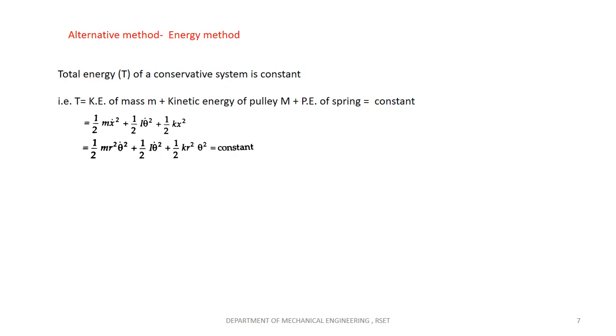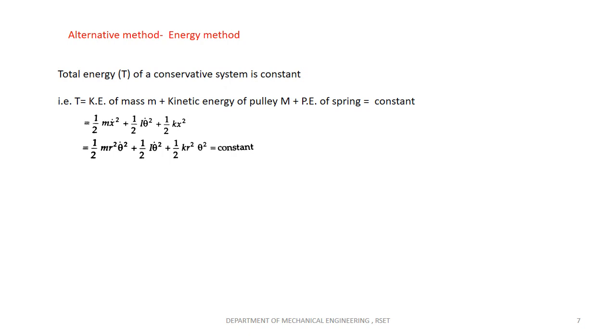Theta dot is omega, the angular velocity of the rotating part. So half I omega square, or half I theta dot square, is the kinetic energy of the pulley. Similarly, the last term, the strain energy or potential energy of the spring, is half k x square, where k is the stiffness of the spring. So the total energy is a constant, which is what is written here.